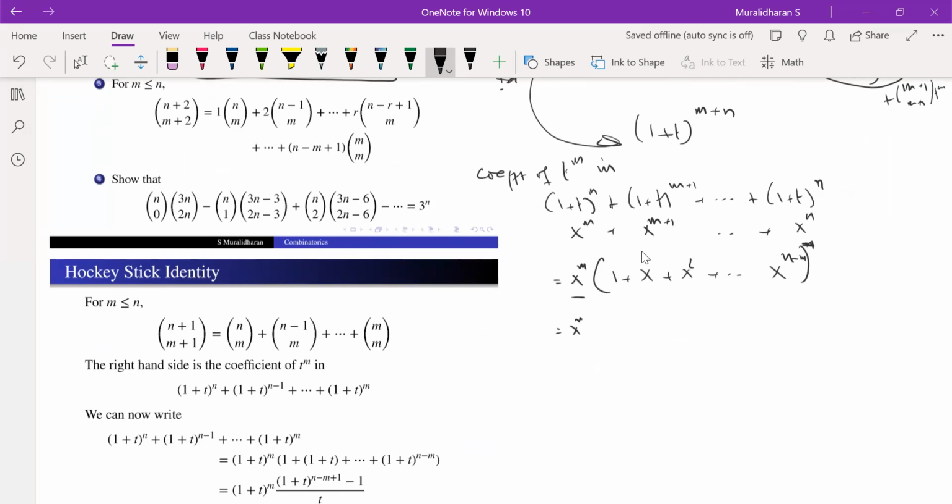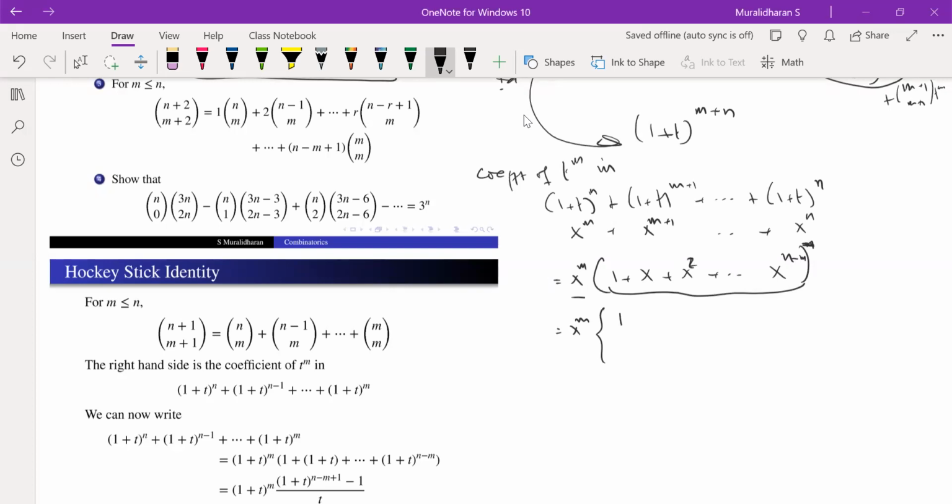So this is equal to x power m into, this is a geometric series again. So what will that be? Okay, one second, just hold on. So this is a geometric sequence, right? I'm just sending a message and will come back. Yeah, okay. This is a geometric series, 1 plus x plus x square, etc. So this will be what?